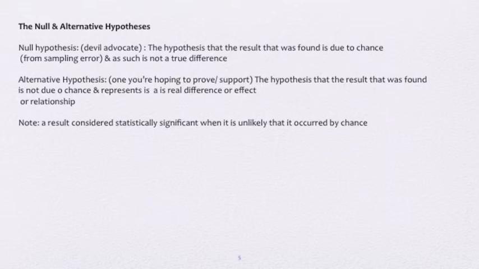A null hypothesis states that the result was due to chance from sampling error, and as such is not a true difference. An alternative hypothesis is what every researcher wants to get, so the exact opposite of the null hypothesis.